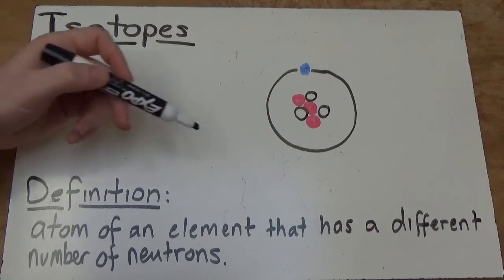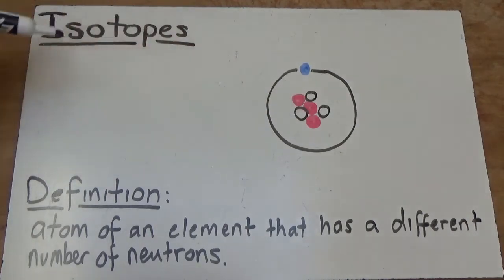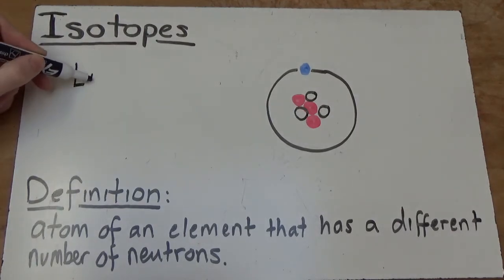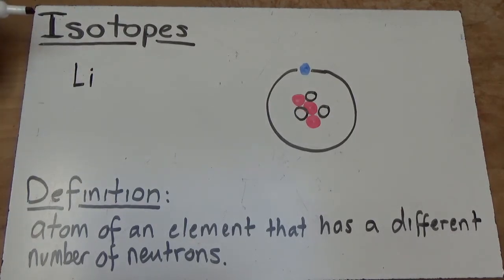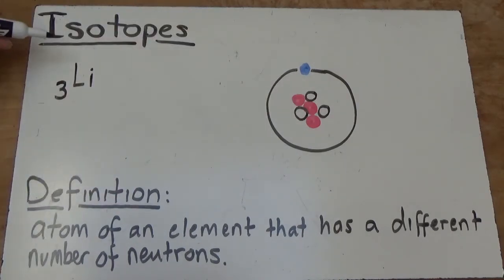This element has 3 protons. That means, by definition, it must be lithium. Which means I put my 3 here. It also has 3 neutrons. So my mass is going to be 6. 3 plus 3.